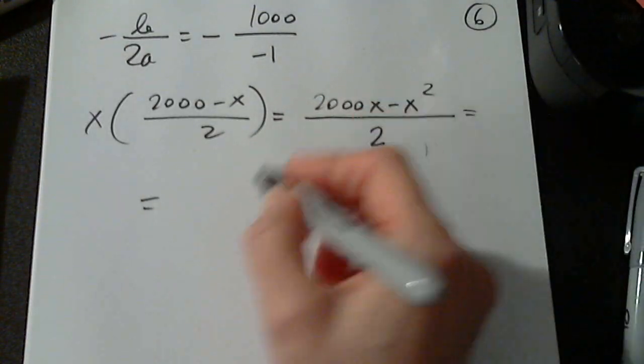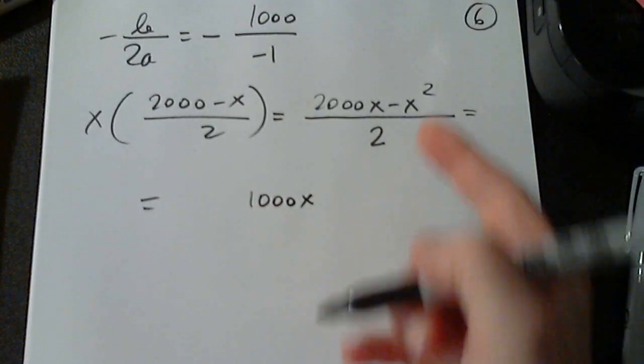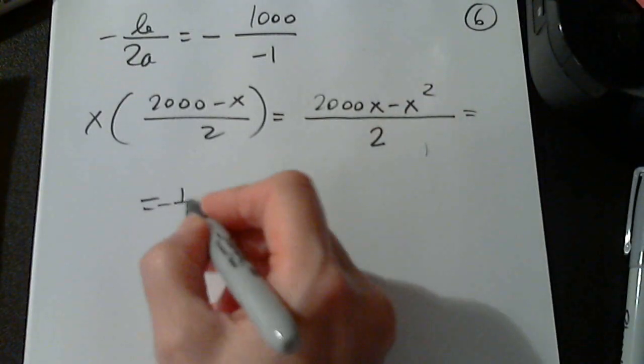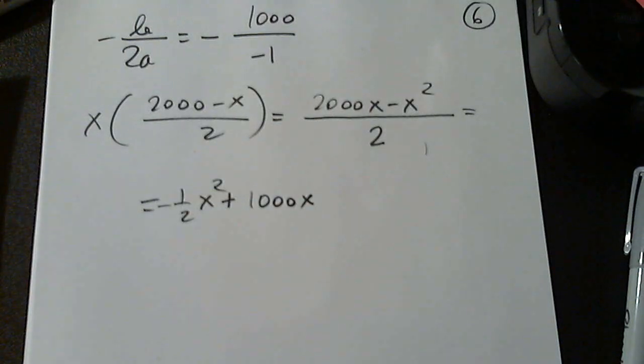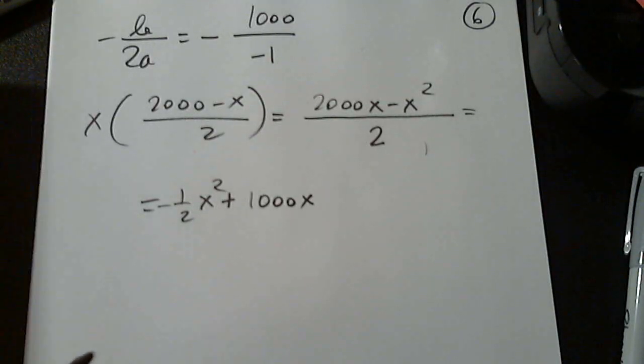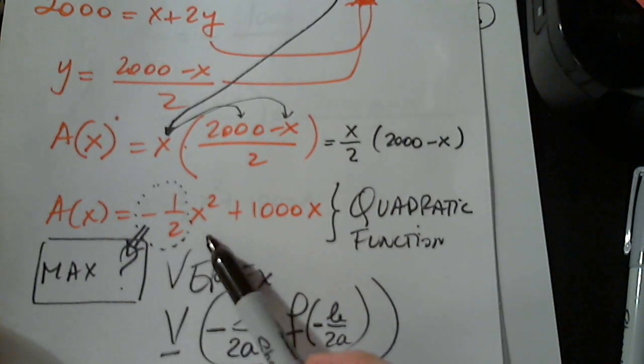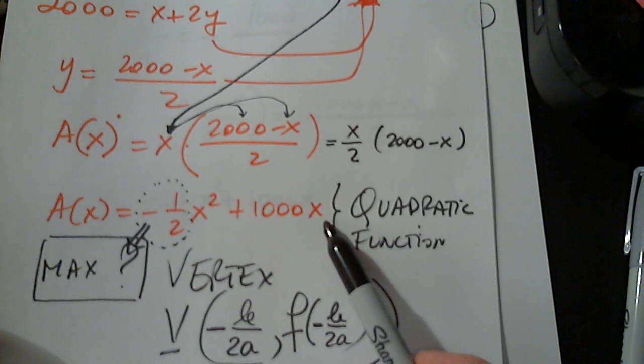This over this is 1,000x. This over this is negative 1/2 x squared. And I already arranged them in descending order. Is this better? Yeah. Good. So that's what we had. Negative 1/2 x squared plus 1,000x.